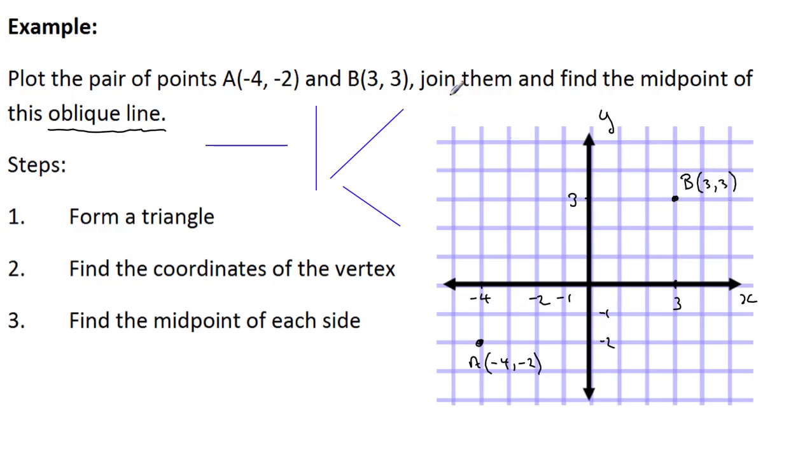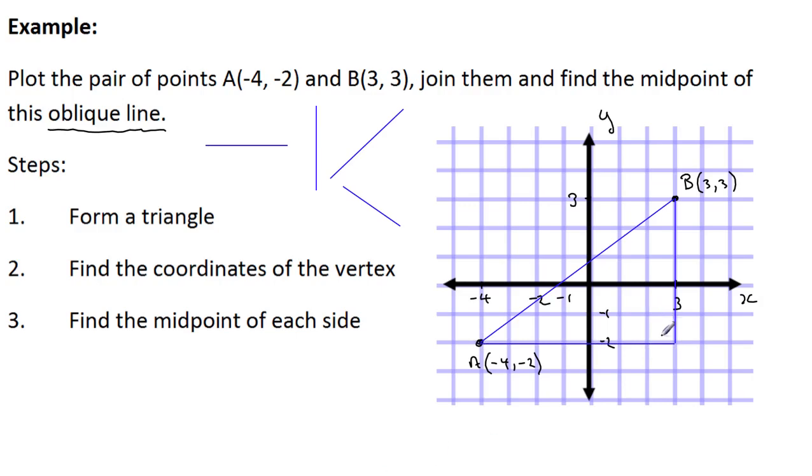The next thing we need to do is to join them, and this will be, as we said before, an oblique line. So let's join them from here through to there. There's our oblique line. Now it says to form a triangle. What we're going to do here is to drop another line down this way and drop another line across here to form a right angle triangle.